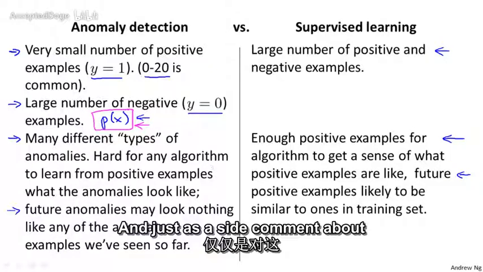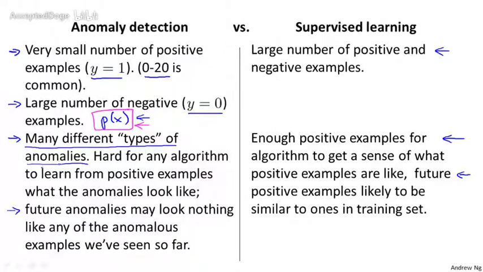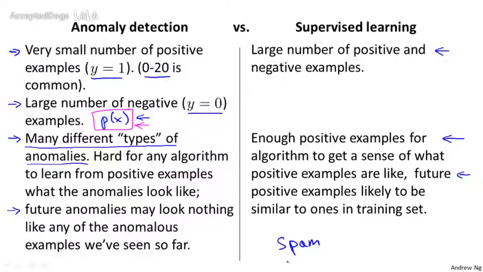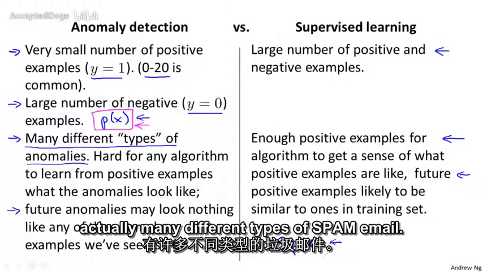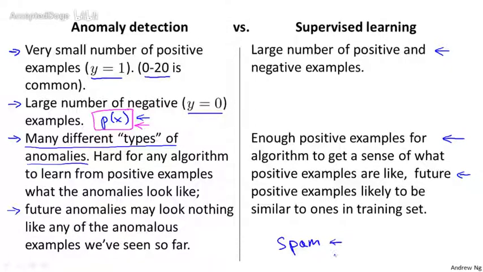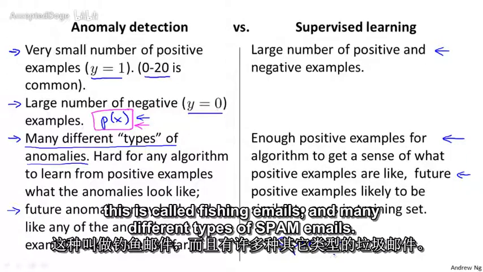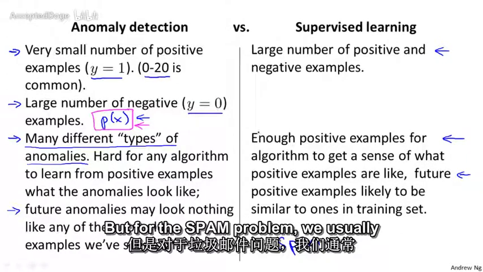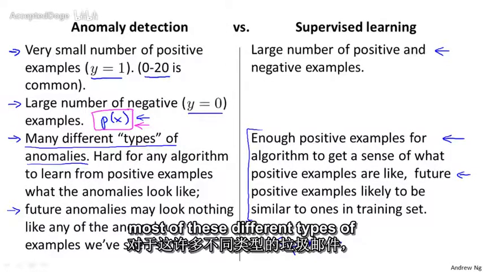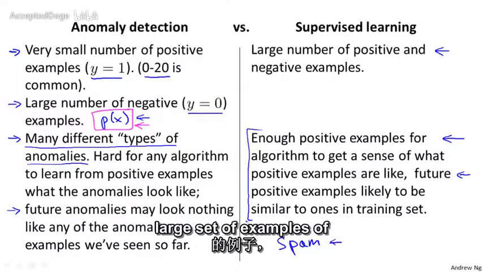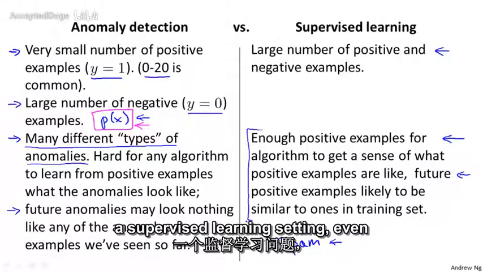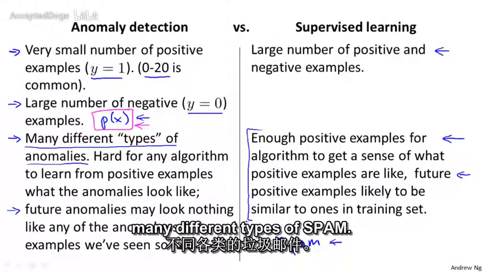And just as a side comment, there are many different types of anomalies. In some earlier videos, we talked about the email spam examples. In those examples, there are actually many different types of spam email, right? The spam email that's trying to sell you things, spam email trying to steal your passwords, called phishing emails, and many different types of spam emails. But for the spam problem, we usually have enough examples of spam email to see most of these different types, because we have a large set of examples of spam, and that's why we usually think of spam as a supervised learning setting, even though there are many different types of spam email.